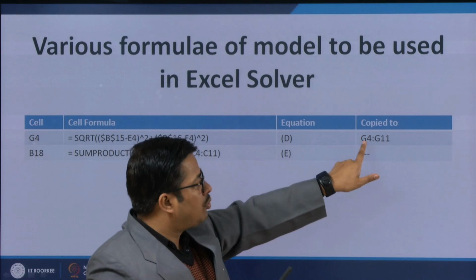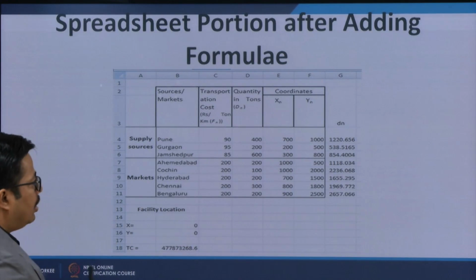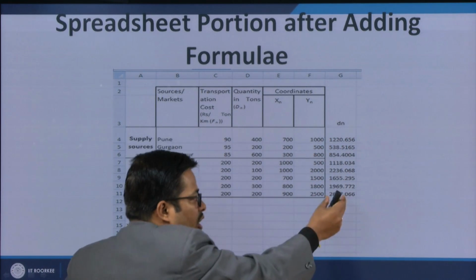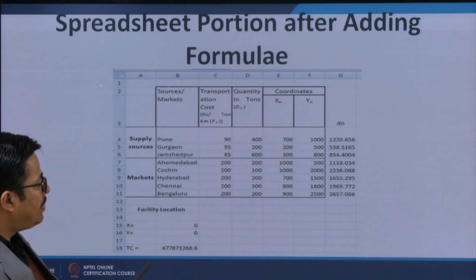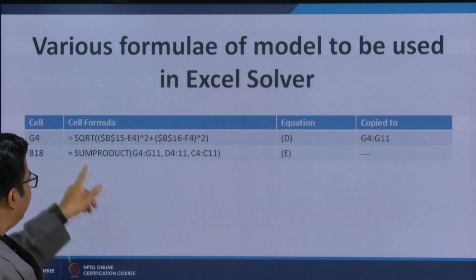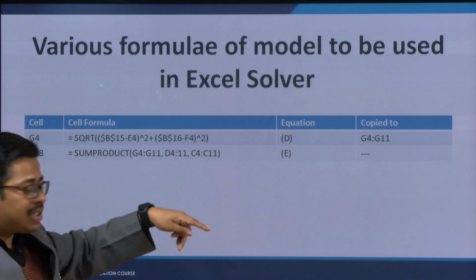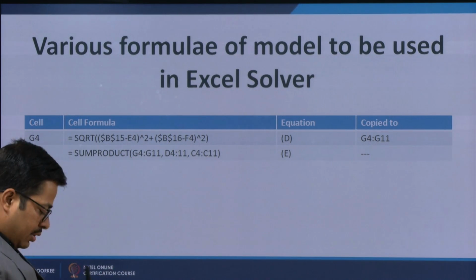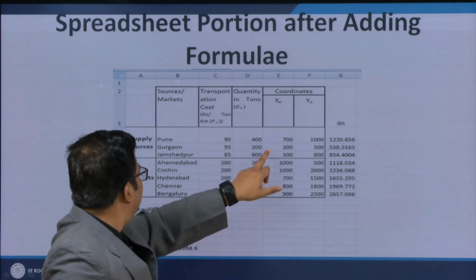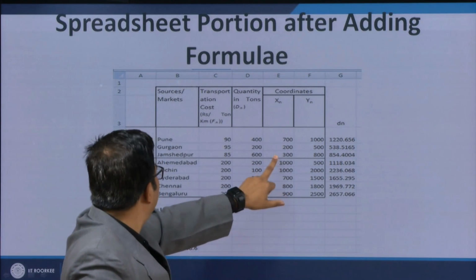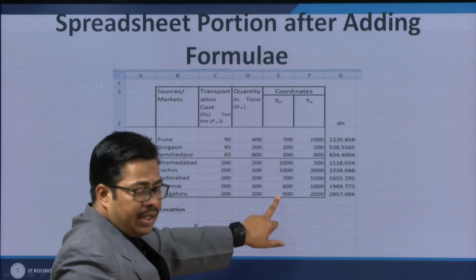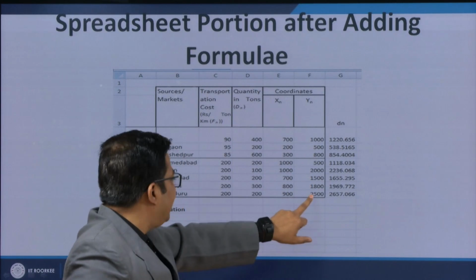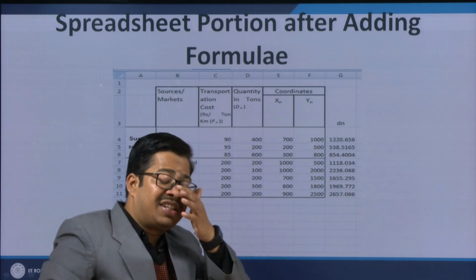I will be copying this formula from G4 to G11. So for this entire column I have copied the same formula. When I copy the same formula with this type of equation, in each of these cells B15 and B16 will remain common, and E4 will become here E5, here it will become E6, E7 and so on, here it will become E11. F4 will become F5, F6 and F11 in each of these respective cells.